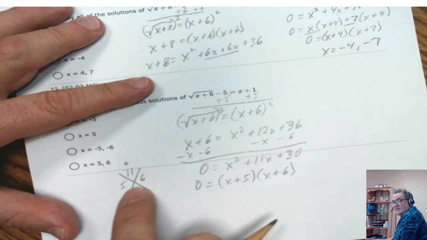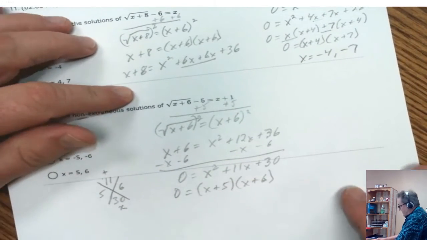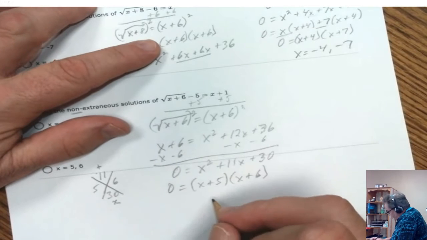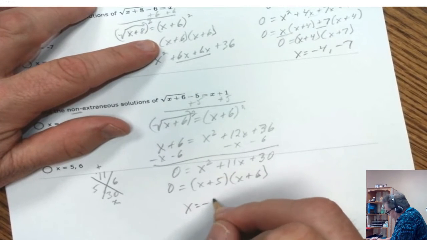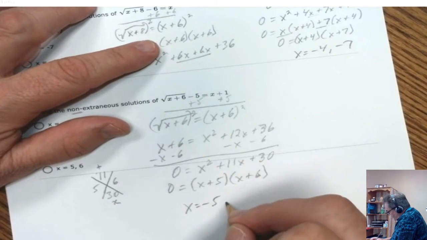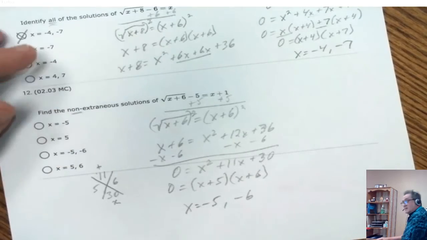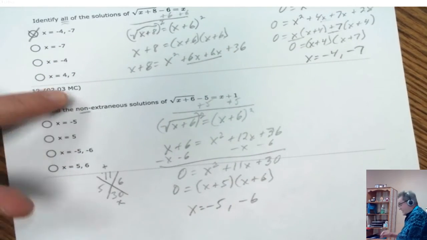5 plus 6 is 11. 5 times 6 is 30. So I know 5 and 6 are my numbers, both positive. So that means x equals negative 5 or negative 6. And they only want the non-extraneous.